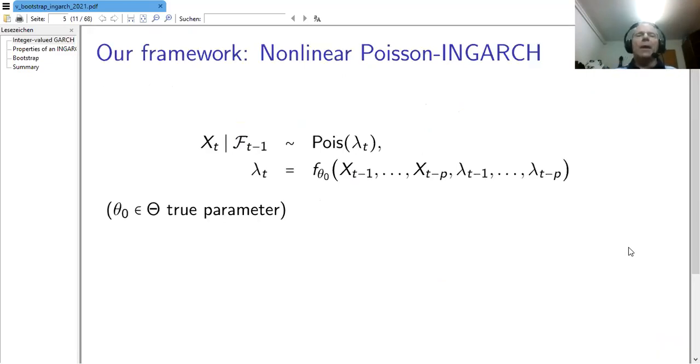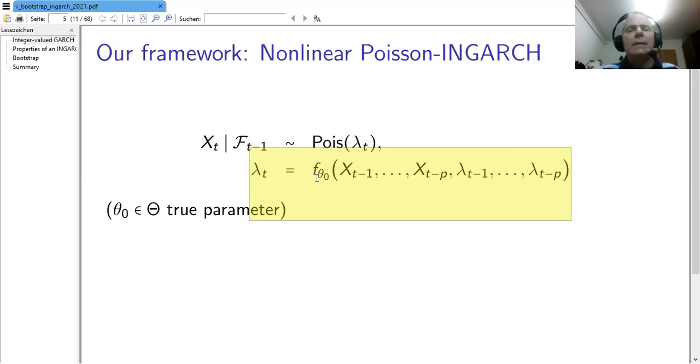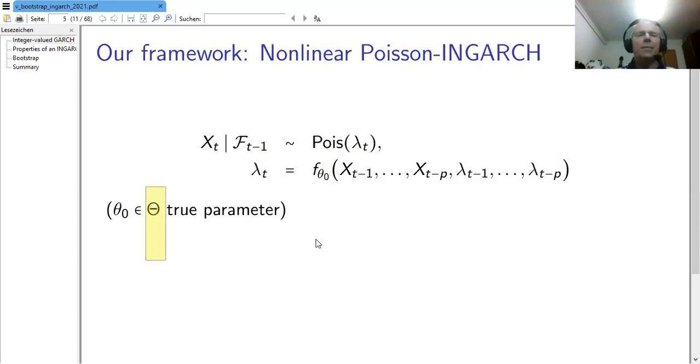So in my talk, I will use a slightly more general framework. As before, it is assumed that x_t given the past follows a Poisson distribution, but for this intensity at time t, we also allow for nonlinear functions here. And theta 0 is the true parameter, and capital Theta is the complete parameter space.